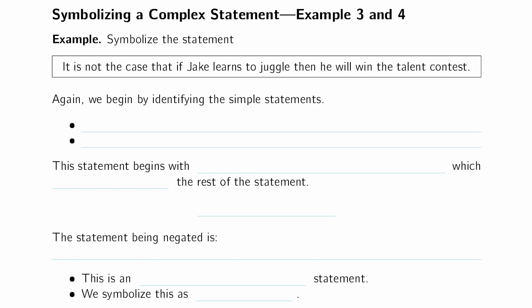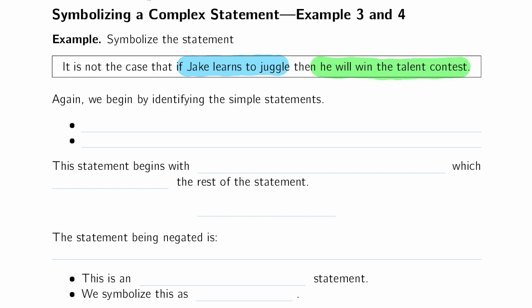Here's another example of a complex statement that does something that we don't typically do in English, unless we're saying something complicated and being very formal about it. This statement says, "It is not the case that, if Jake learns to juggle, then he will win the talent contest." So we begin as we did before by identifying the simple statements. And it looks like we only have two here. Jake learns to juggle, Jake will win the talent contest.